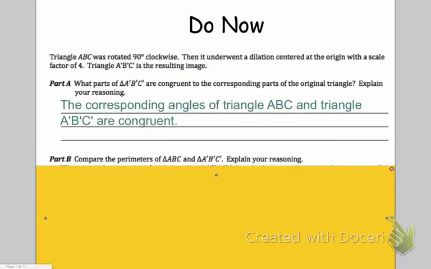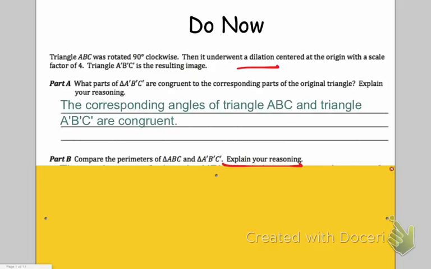Part B in our do now is asking us to compare the perimeters of the two triangles, ABC and A prime, B prime, C prime. Again, you are asked to explain your reasoning. So if you're not backing up your claim, you're going to lose some points here. So if we know that the side measures have changed since it's undergone a dilation, we know that the perimeters of these two shapes are going to be different.